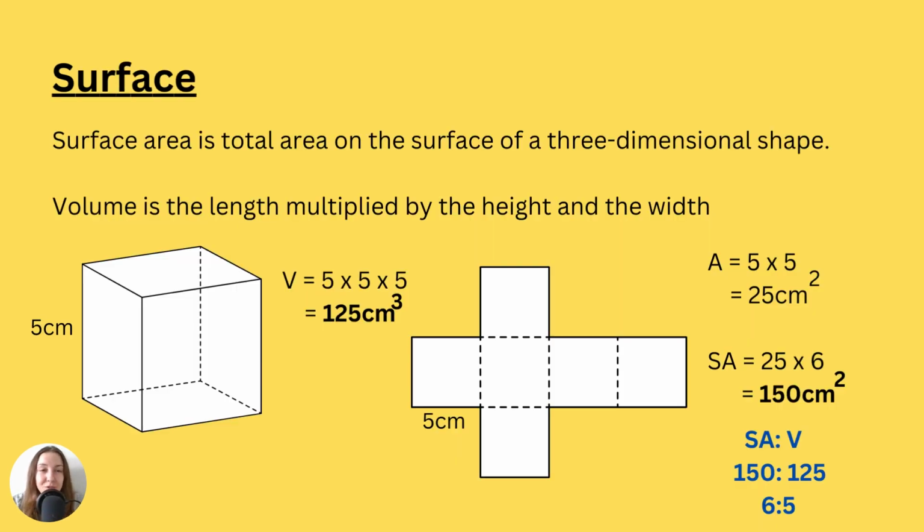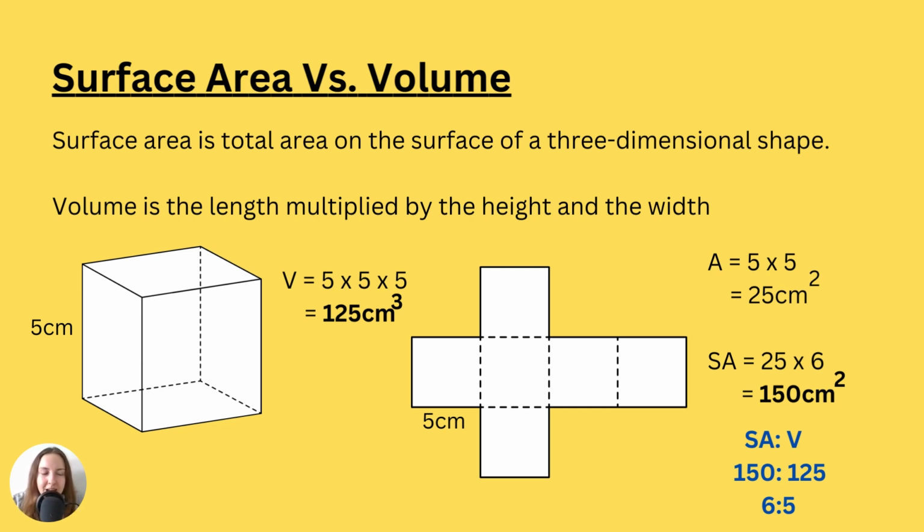So, first of all, let's define the difference between surface area and volume. Surface area is the total area of the surface of a three-dimensional shape, and the volume takes into account the space that the object actually uses up. So, the length multiplied by the height and the width.